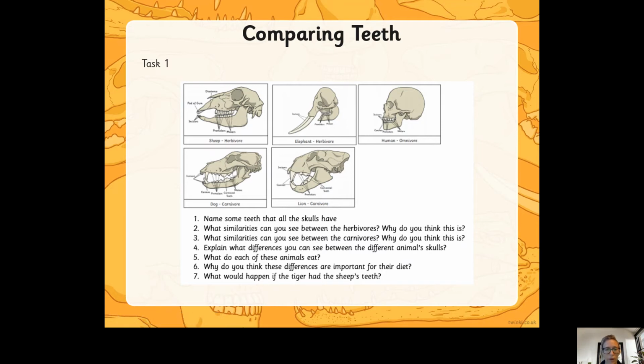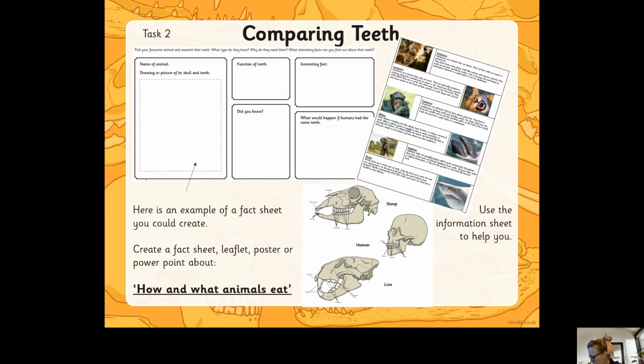What would happen? Okay, question number 2, sorry, task number 2. So I'm just going to make myself a note so I don't forget to do that. Tiger to lion. No, silly Mr. Davison.